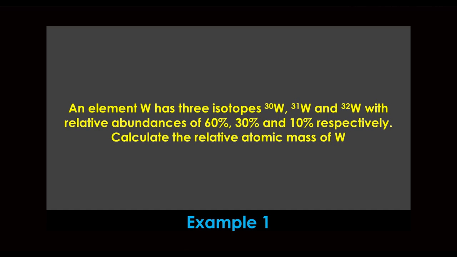To solve this problem, we will write out the given parameters and then substitute them into the RAM formula as shown. So from the question, we are given the isotopes W30, W31, and W32.